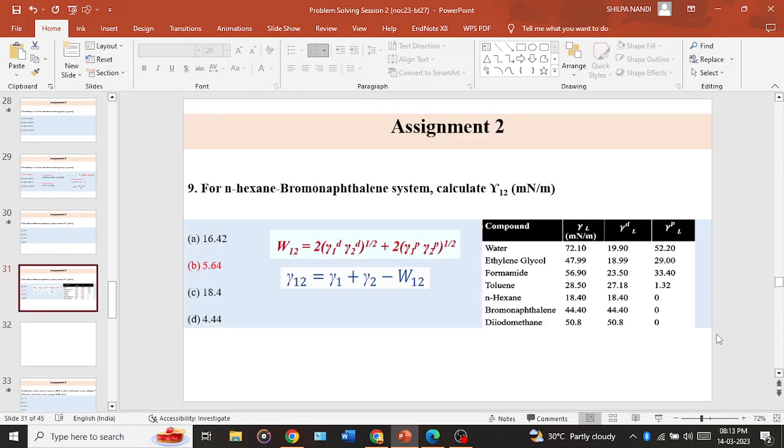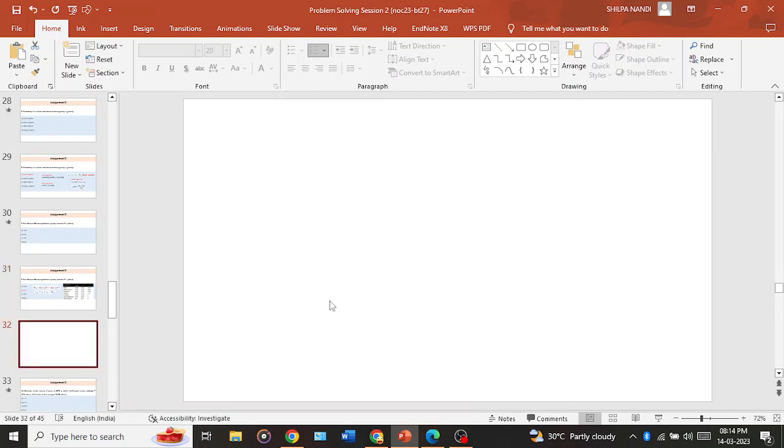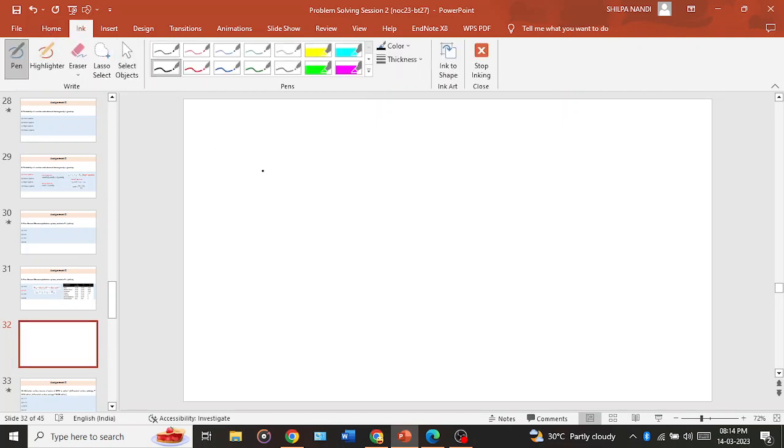So the question here is, for the N-hexane bromonaphthalene system, you have to calculate the gamma 12 in terms of millinewton per meter. So as you can see, the gamma 1 in case of dispersive hexane is 18.40, whereas the polar component is 0. In case of bromonaphthalene, it is 44.40. The gamma D and gamma polar is 0. So I will write the question here. So you can try to solve with me.